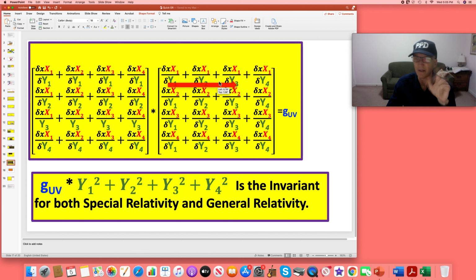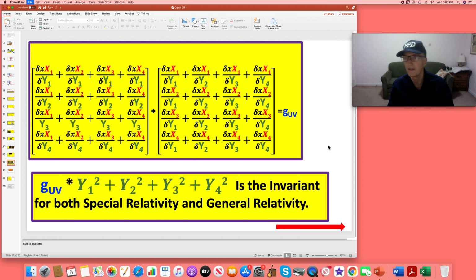And these are just names. I'm not that interested in names. This is the Jacobian, and this one is the transpose of the Jacobian. You multiply them together, you get G of E. And you get G_UV times the components in Y squared, which is the invariant for both special relativity and general relativity. So it's a successful generalization of the whole concept of invariance, extending it from just flat spaces to include also curved spaces.